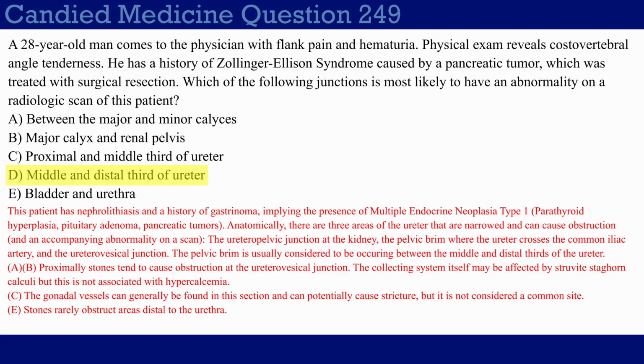So bring it back, it's just a basic anatomy question, right? Just remember your 3 narrowings of your ureter. First one is renal pelvis into the ureter, so where you enter the ureter essentially. Second one is where the ureter exits into the bladder. And then the third one is found between the middle and distal third of the ureter, because this is where your ureter crosses the common iliac artery.